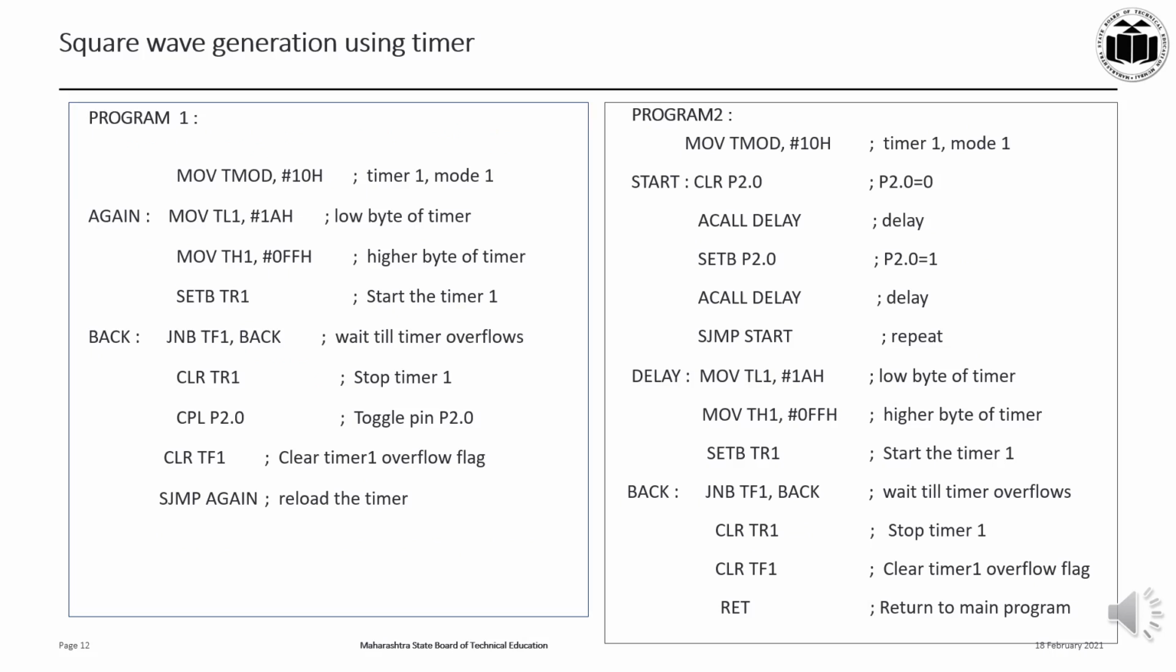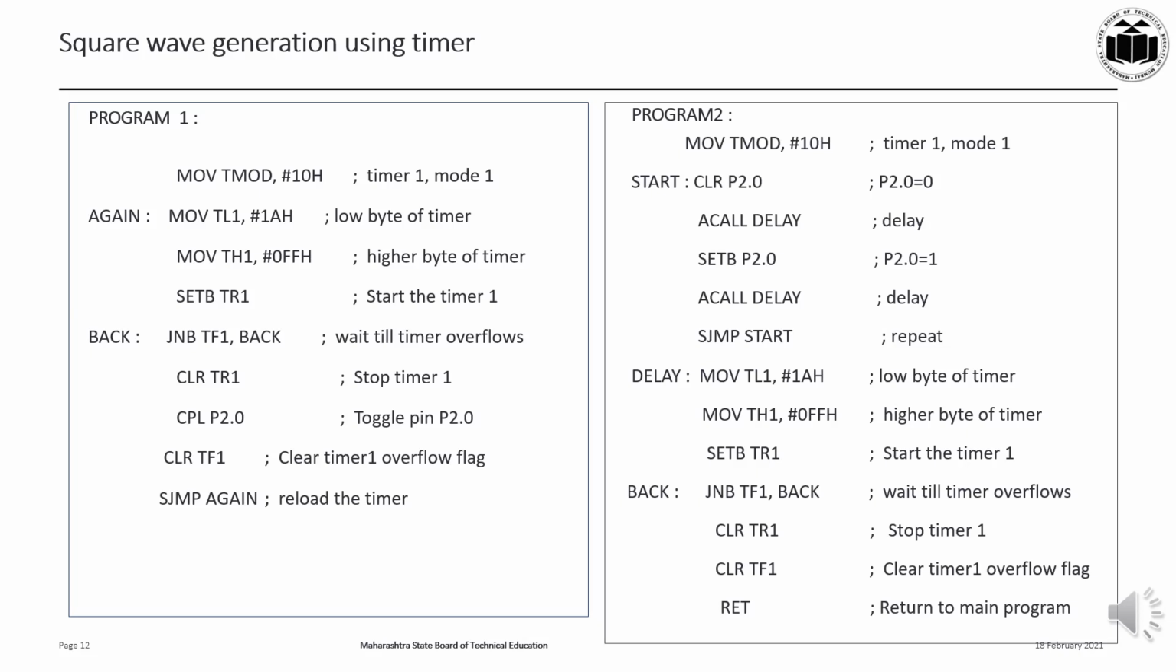Let us understand program 1 first. MOV TMOD, #10H instruction configures timer 1 in mode 1. MOV TL1, #1AH loads the lower 8-bit count in TL1 register. MOV TH1, #0FFH loads the higher 8-bit count in TH1 register. As we have calculated in the previous slide, the 16-bit count to generate a delay of 0.25 milliseconds is FF1AH. So we have loaded that initial count FF1AH in the registers TH1 and TL1.